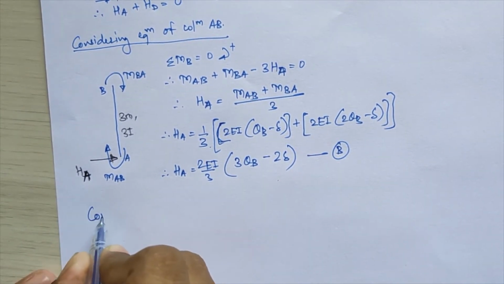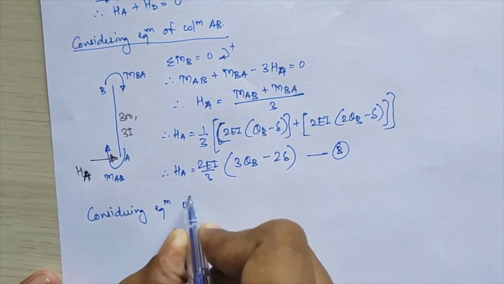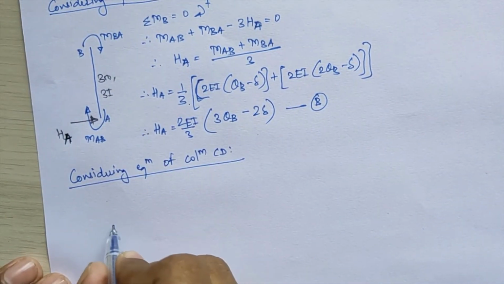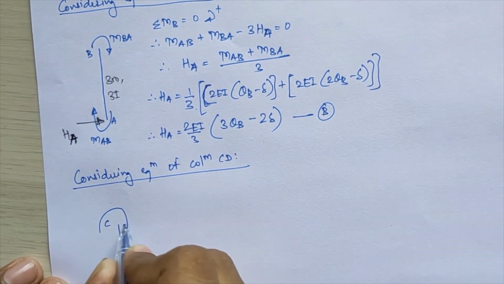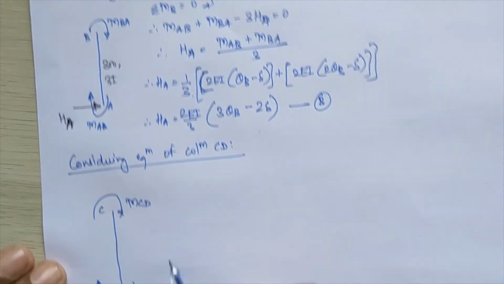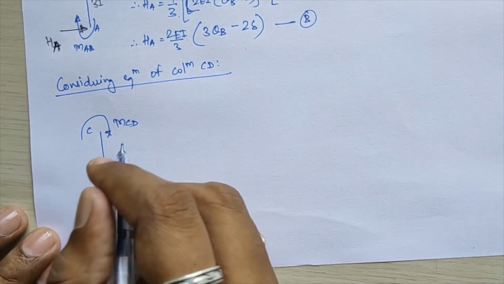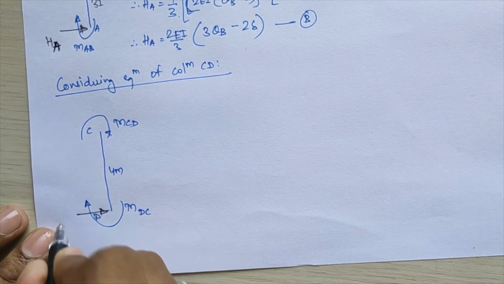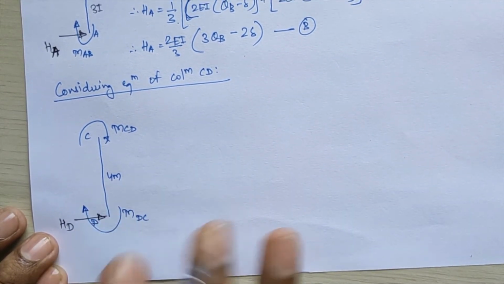Next I'll be considering equilibrium of column CD, now for calculating my HD value. So I consider the equilibrium of column CD. This is my joint C, joint D. The final moments acting here will be MCD here and MDC there. The length of this column is 4 meters and the horizontal thrust acting at point D is equal to HD. Other than this there is no loading acting, so the load will be 0.